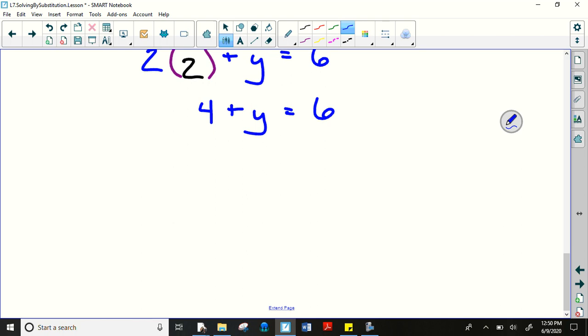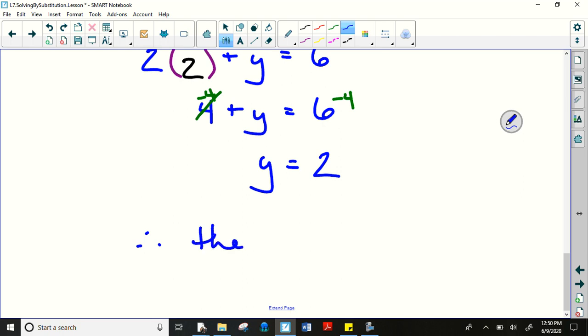How do we get y by itself? We have to isolate it by undoing whatever is there. This is a positive 4, so let's undo it. But if you do it to one side, you do it to the other side, so we get y equals 6 minus 4, and that is a 2.